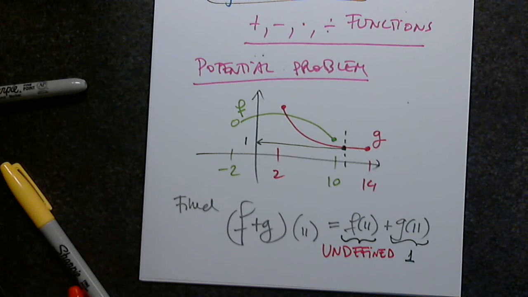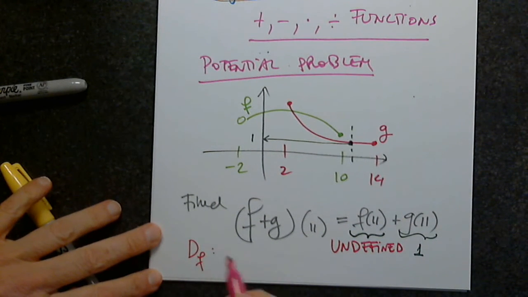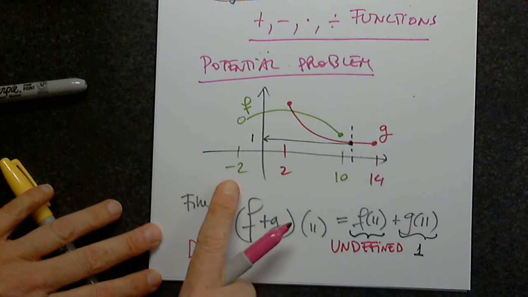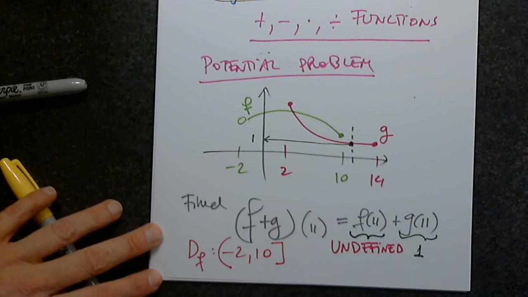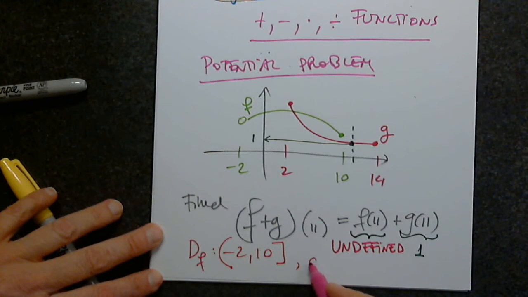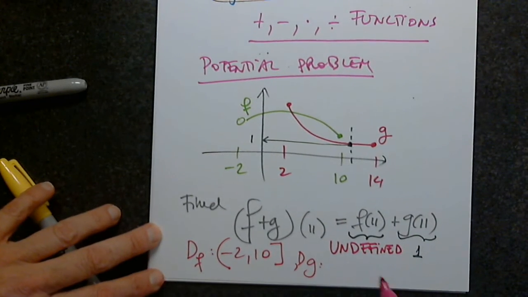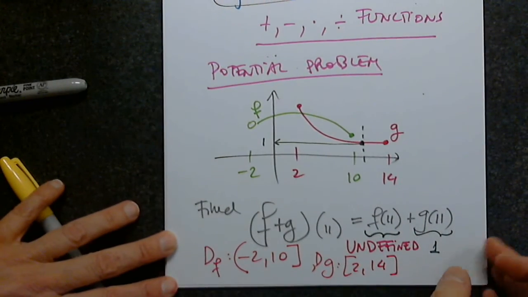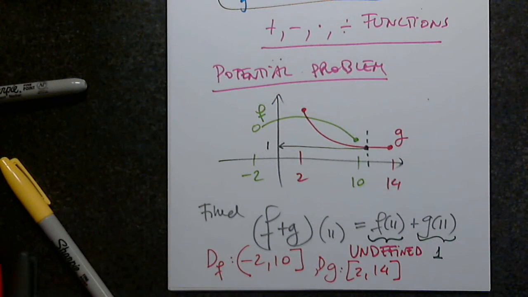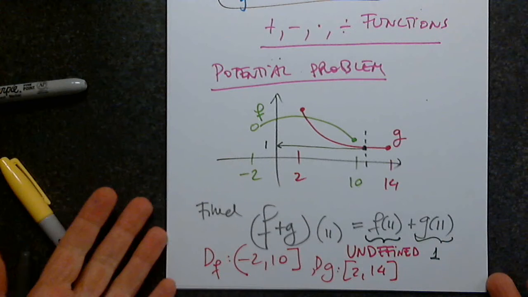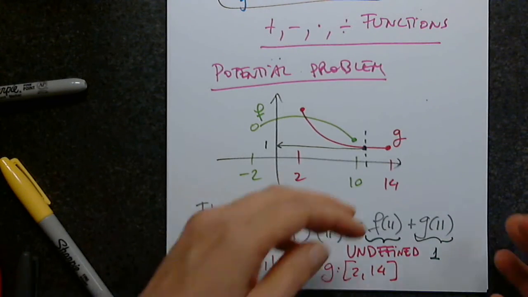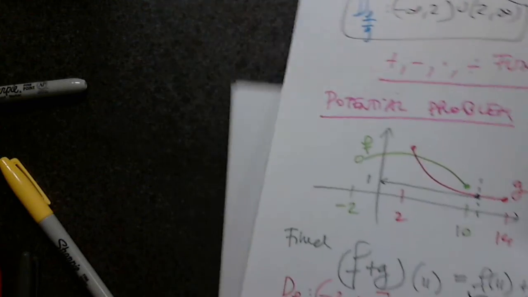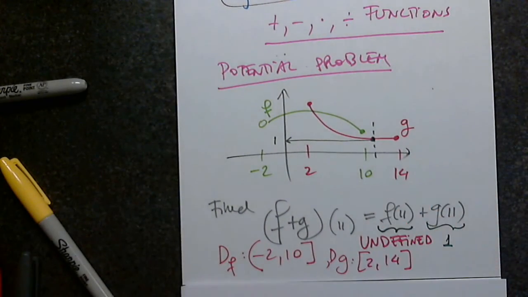Why? Can anyone give us the domain of F? Very good. -2 with a parenthesis, 10 with a bracket. Awesome. Can anyone give us the domain of G? Very good, 2 to 14. So now, obviously, I cannot ask you to determine F plus G of 11. You will say, sorry, I can't give it to you. It doesn't exist. I cannot add 1 to something that doesn't exist and give you an answer. So looking at these graphs, what would you advise me?